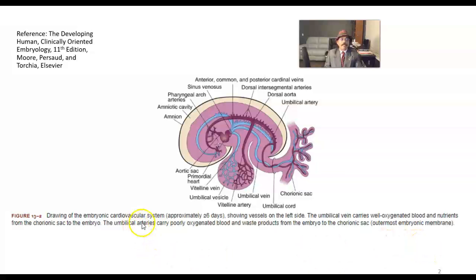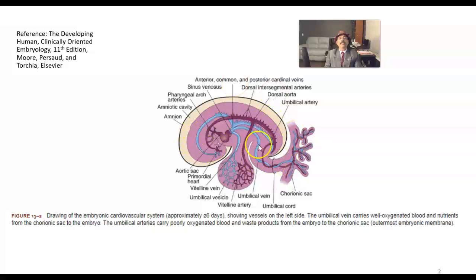And the umbilical arteries carry poorly oxygenated blood and waste products from the embryo to the chorionic sac. But the umbilical vein, although shown in blue, carries oxygenated blood and nutrients from the chorionic sac to the embryo.